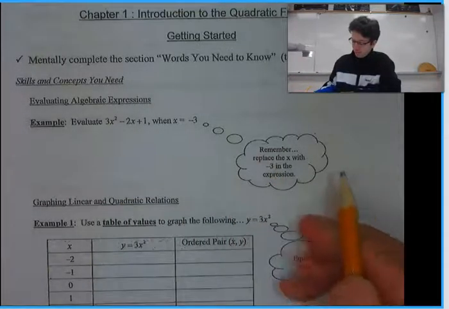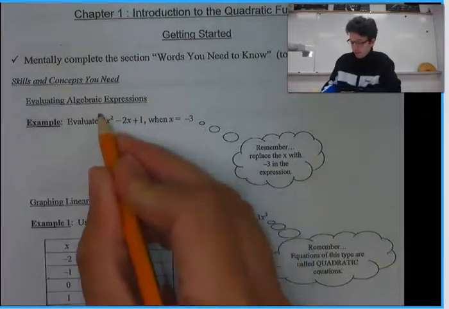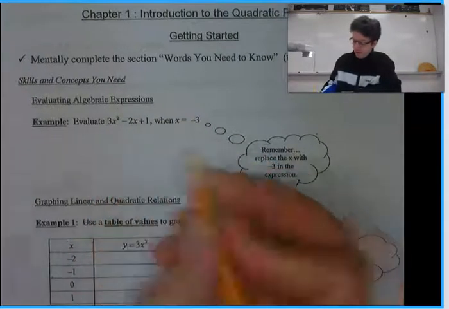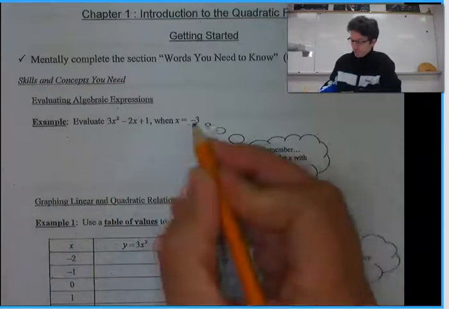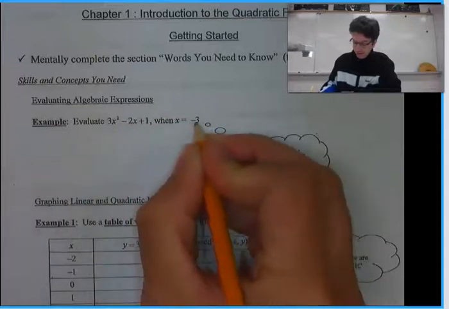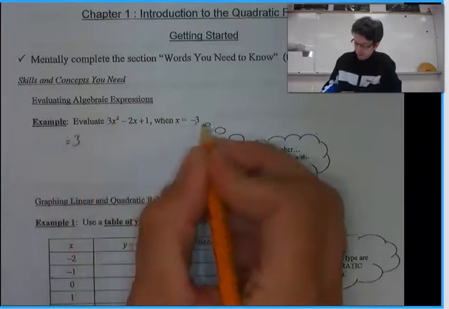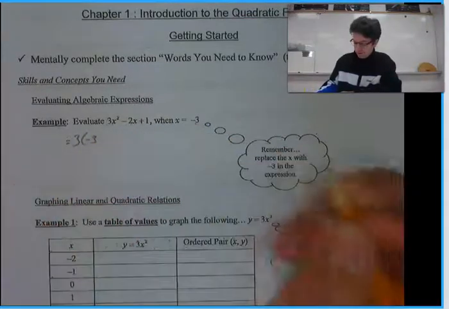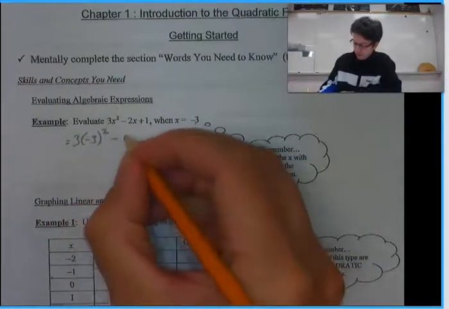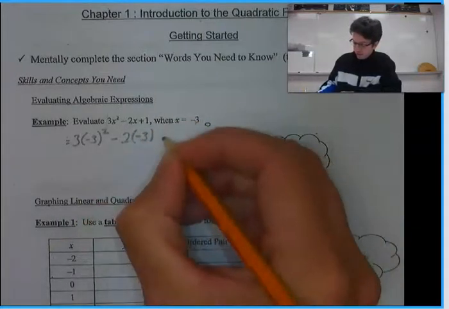So for example, substitution. If you have an expression, for example 3x squared minus 2x plus 1, and you wanted to solve for when x equals minus 3, all we need to do is replace all of the x's with minus 3. So it would be 3 times x, which is minus 3, and it's sometimes easier to visualize if we put brackets, and then squared, minus 2, and then x again, so I'll put brackets, minus 3, plus 1.